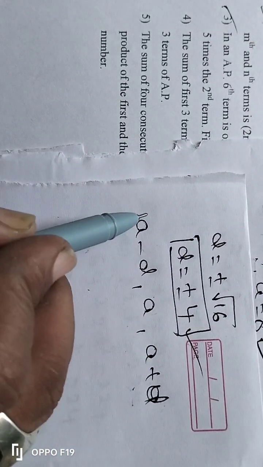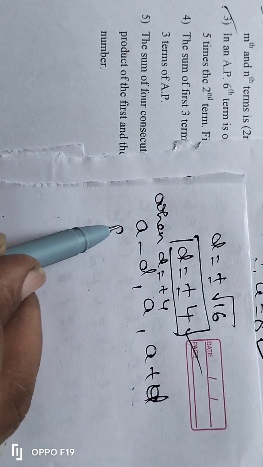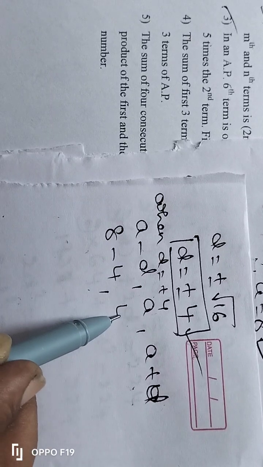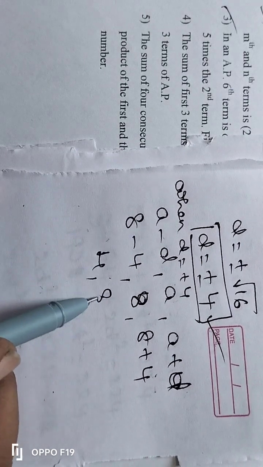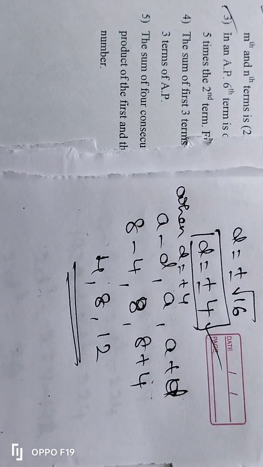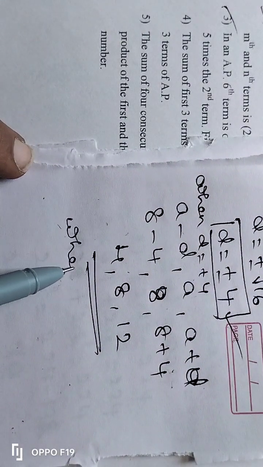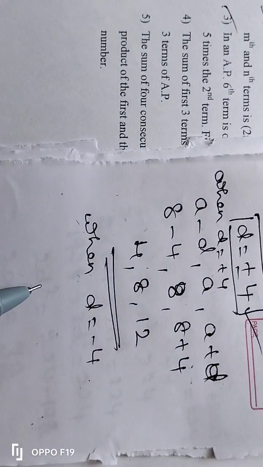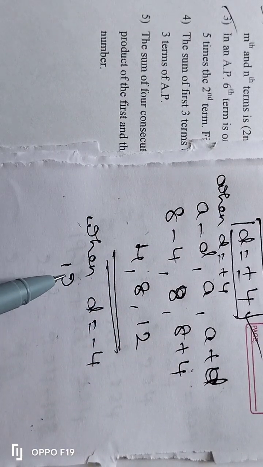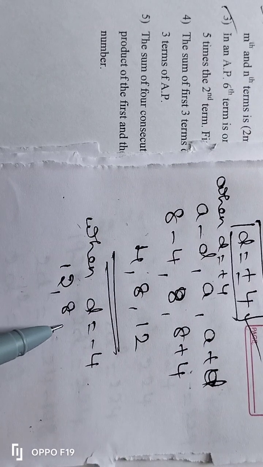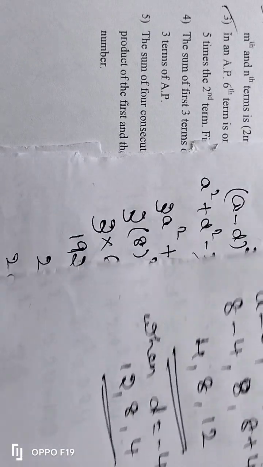So now when d is equal to plus 4, that is a is 8 minus 4, comma, 8, comma, 8 plus 4. So 8 minus 4 is 4, comma, 8 plus 4 is 12. So 4 comma 8 comma 12 are the three terms of an AP. When d is equal to minus 4, you write in the reverse order: the three terms are 12 comma 8 comma 4. So like this we have to solve the fourth problem.